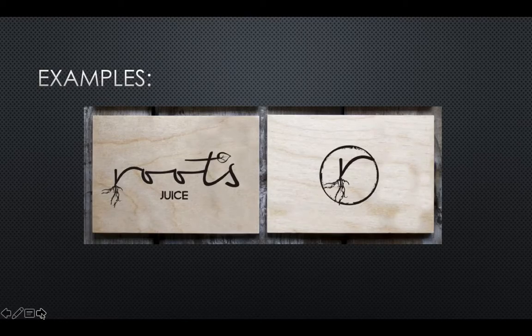This one is Roots Juice. This one might be more difficult if you don't know cursive, but you can read Roots, and then you've got the roots coming off of the R and then the leaf coming off the T. And then if they wanted to just simplify their logo, they've got that one there with the roots coming out.